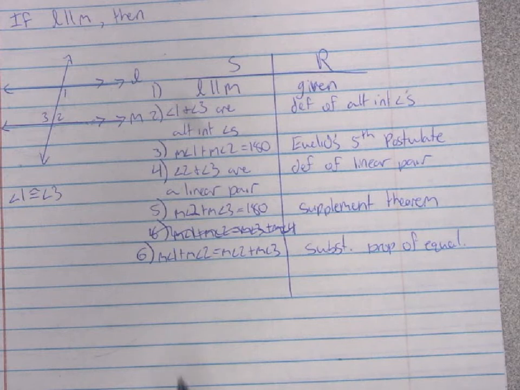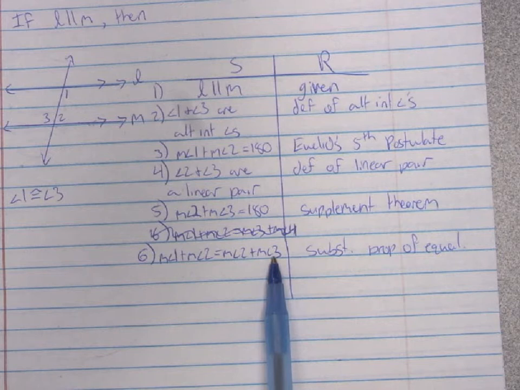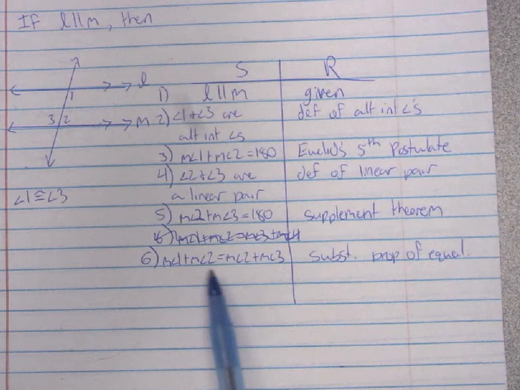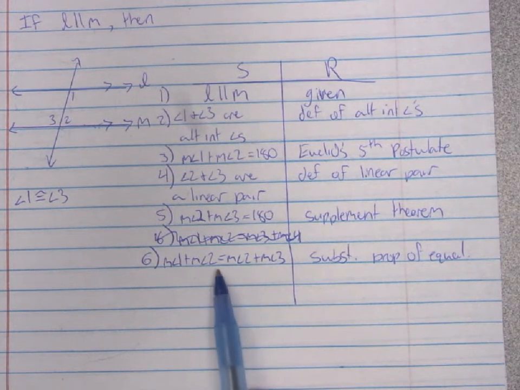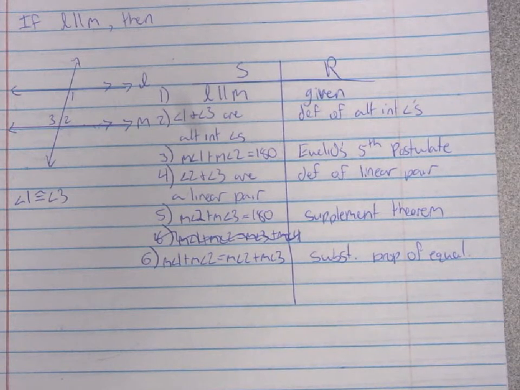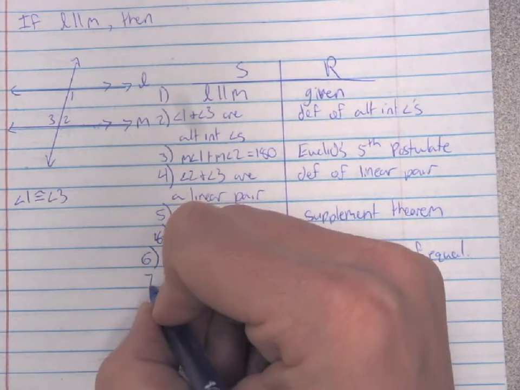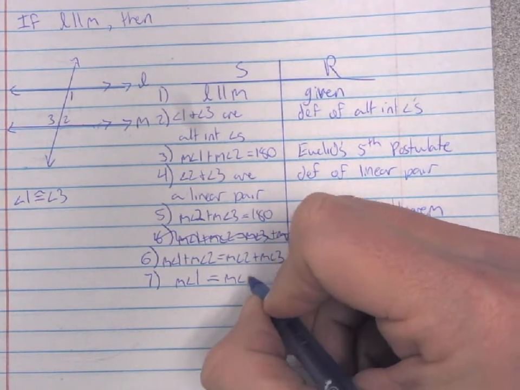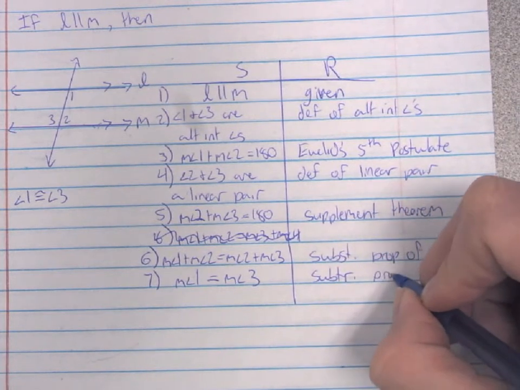Now the goal is we want to get angle 1 and angle 3 congruent to each other, so we want their measures equal to each other. But we have this extra angle 2. Since this is an equation now, I can subtract the measure of angle 2 from both sides and keep it balanced. If I subtract the measure of angle 2 from here and from here, my equation is still balanced, but I'm left with the measure of angle 1 equal to the measure of angle 3. And that is the subtraction prop of equality.